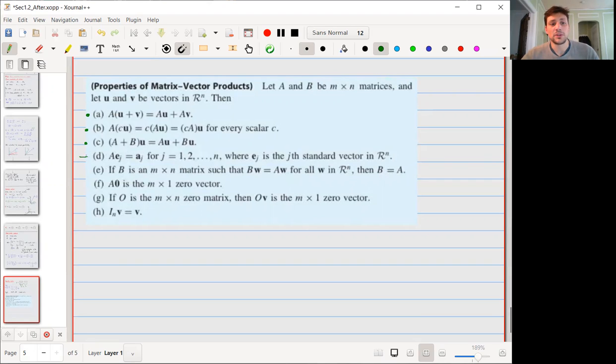Here's something a little interesting. If I multiply any matrix by a standard vector, what that does is extract the corresponding column of the matrix.